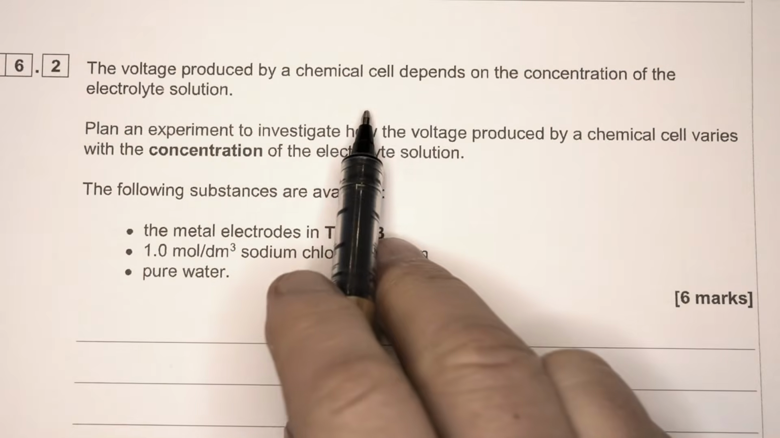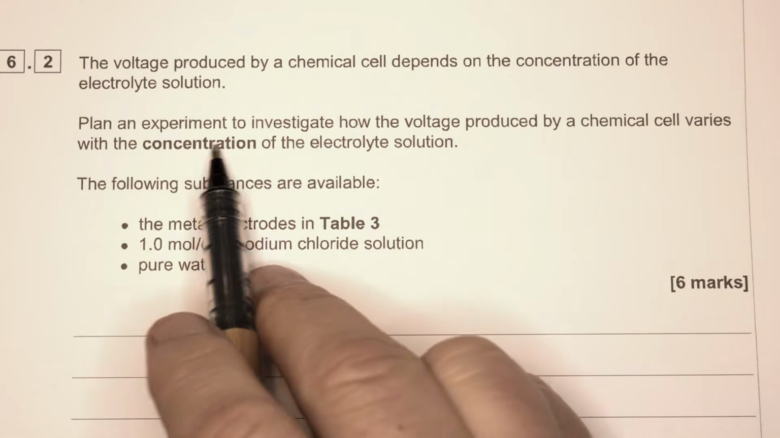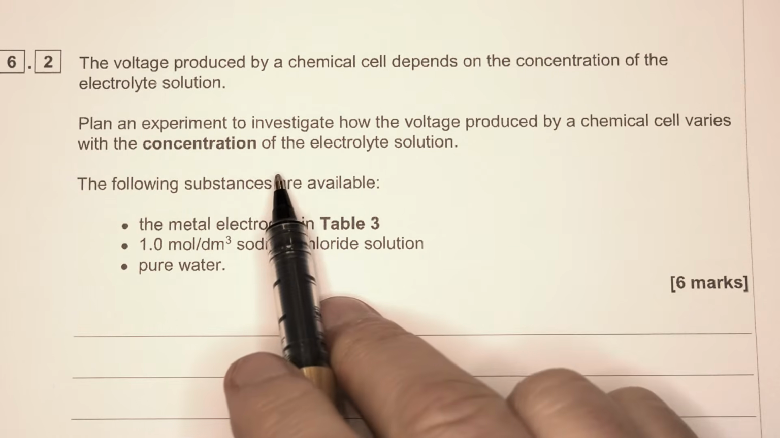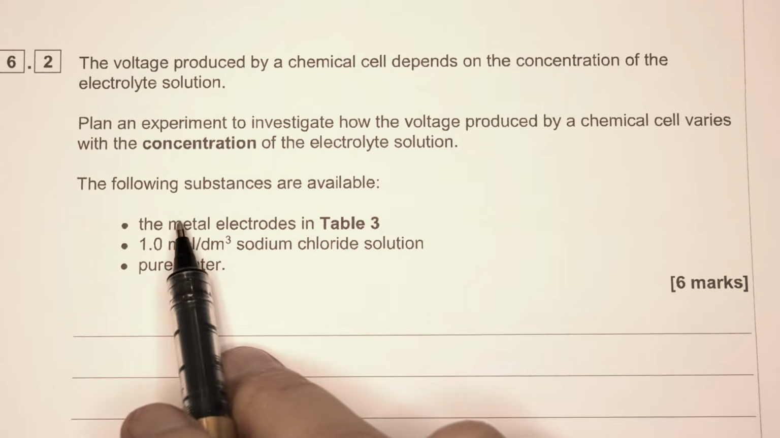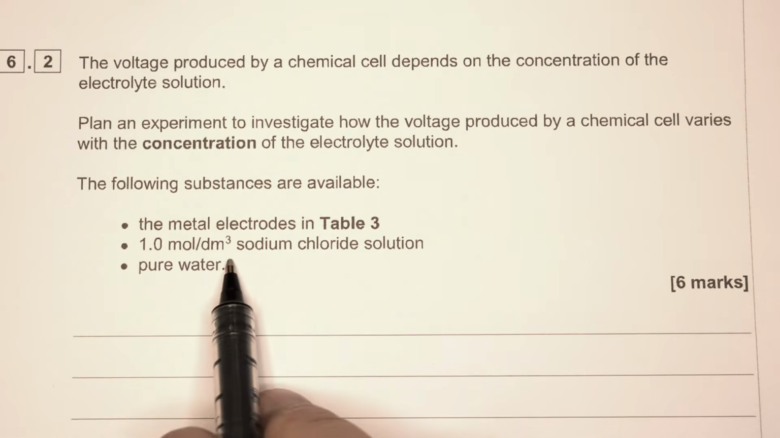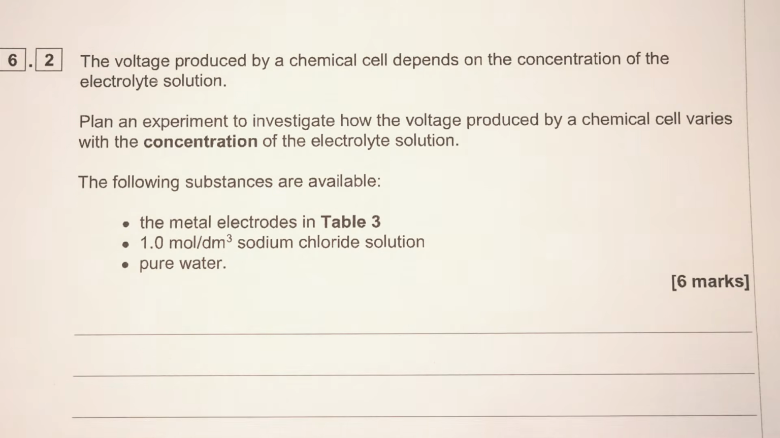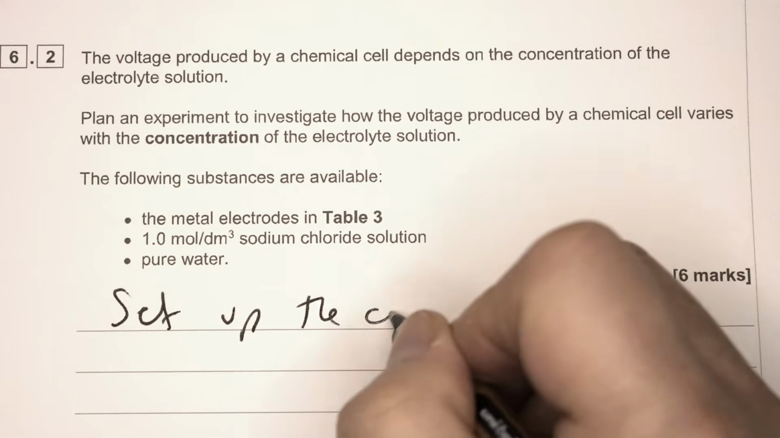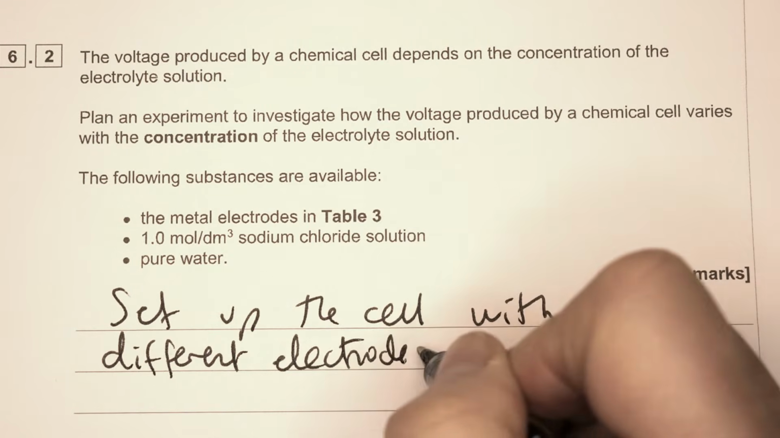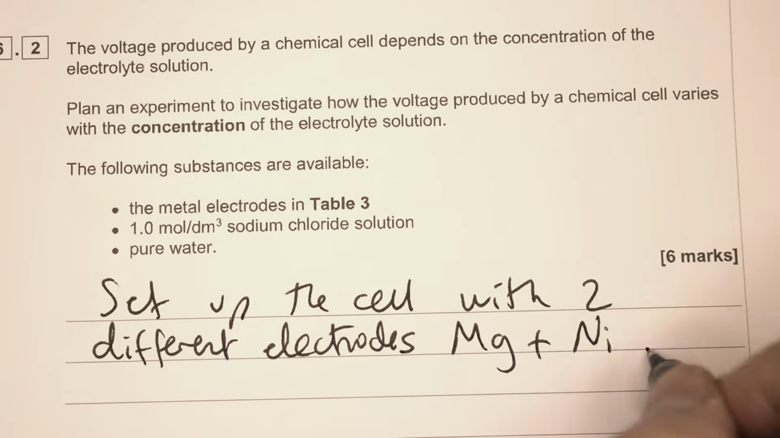The voltage produced by a chemical cell depends on the concentration of the electrolyte solution. Plan an experiment to investigate how the voltage produced by a chemical cell varies with the concentration of the electrolyte solution. The following substances are available: the metal electrodes in table 3, 1 mole per dm cubed sodium chloride solution, and pure water. So first of all, we set up the cell with 2 different electrodes. And I'm going to choose the one that gave me the biggest voltage. So that would be magnesium and nickel.